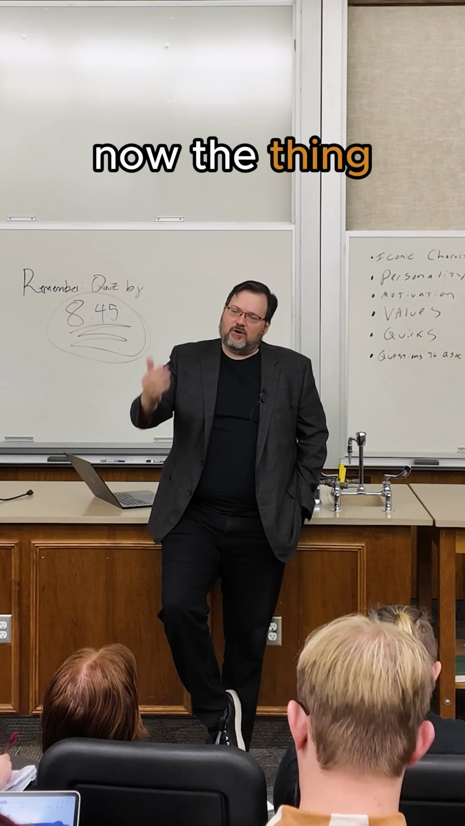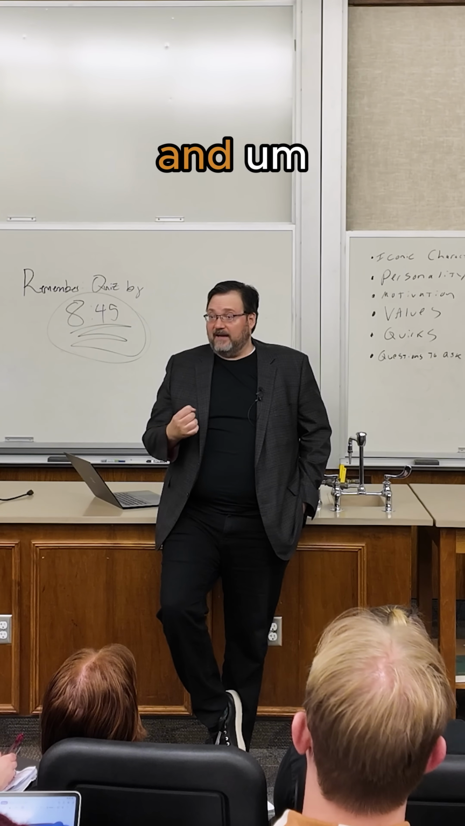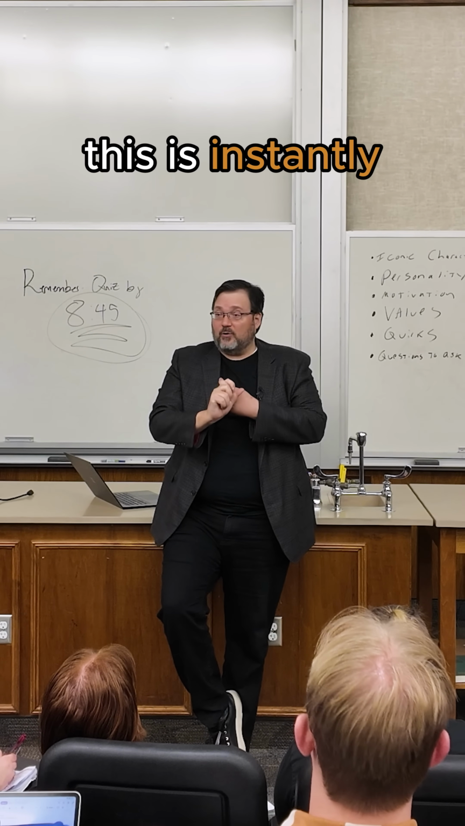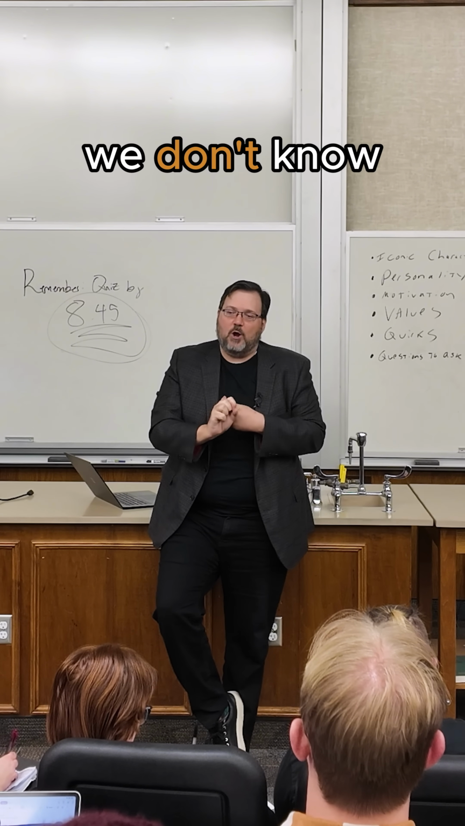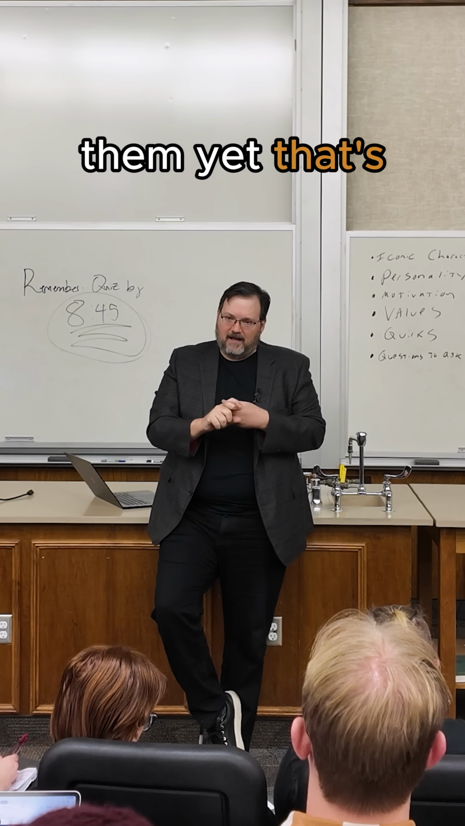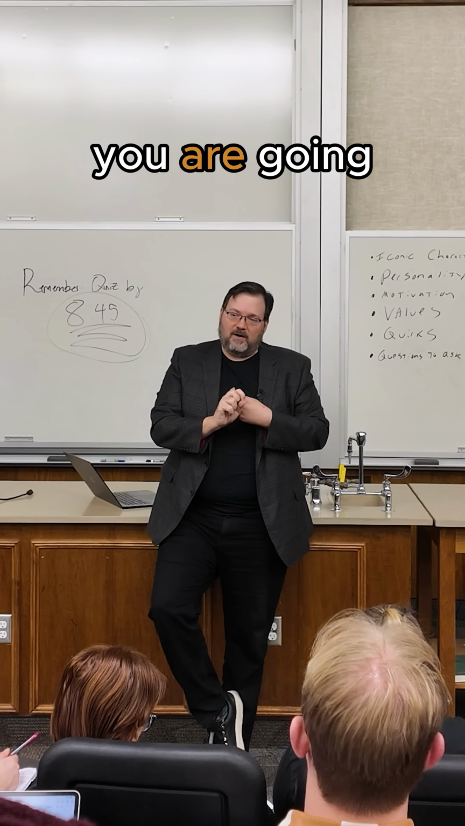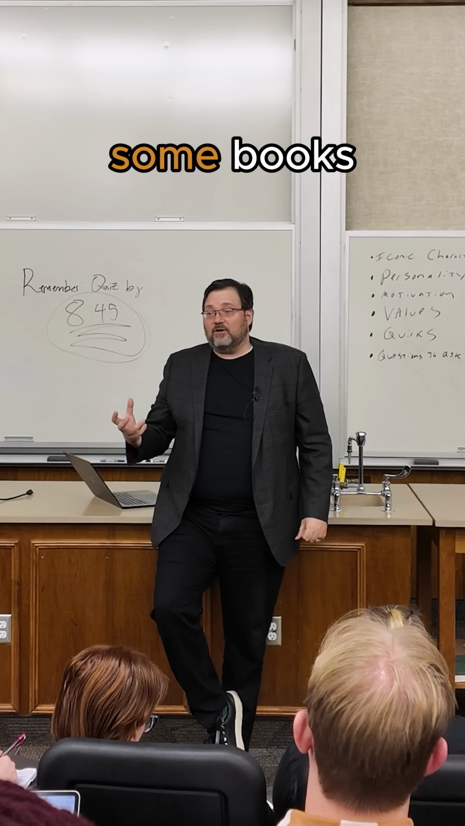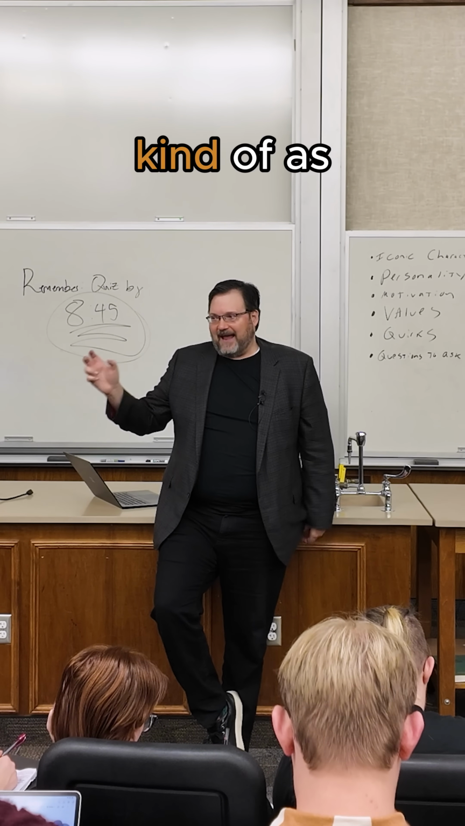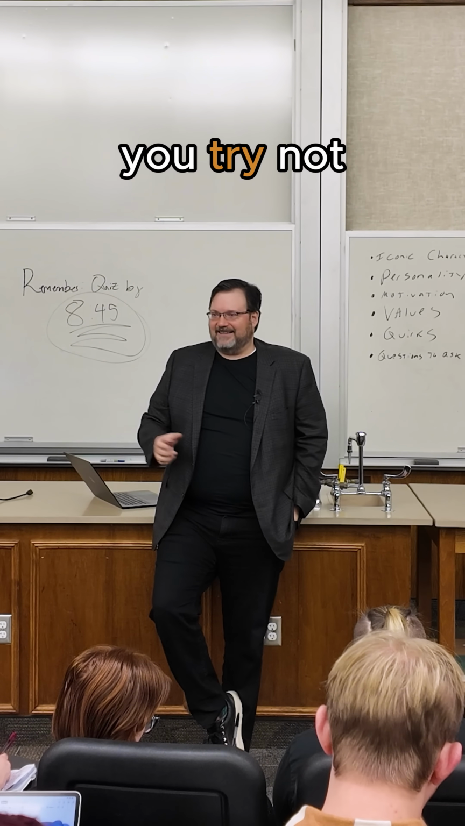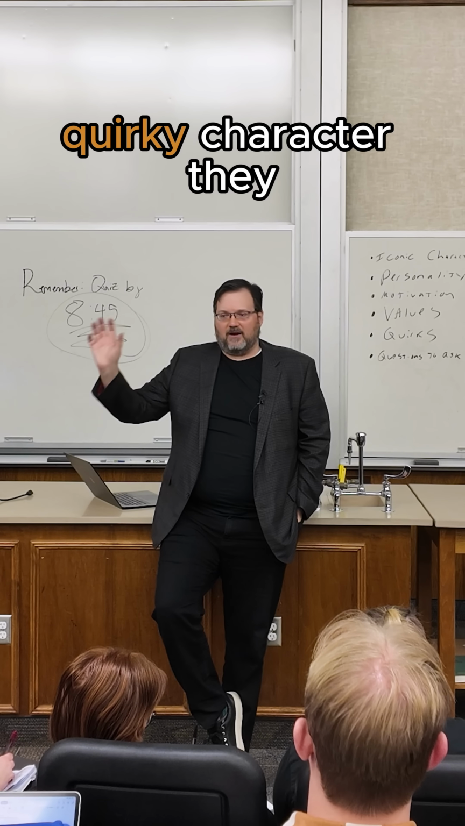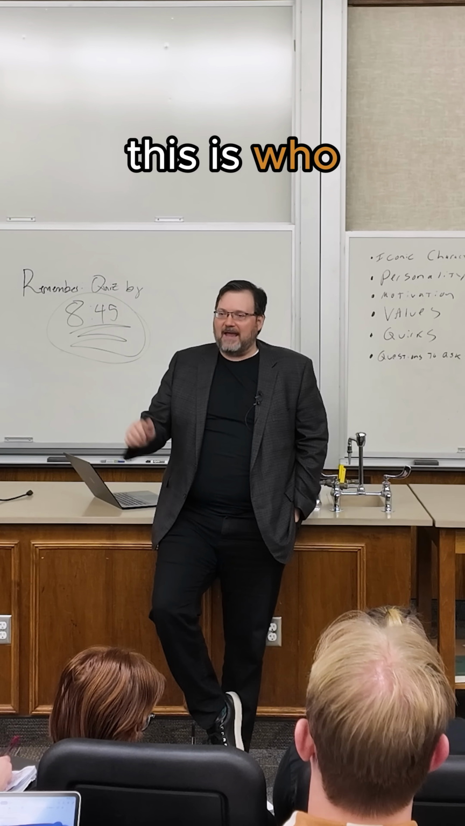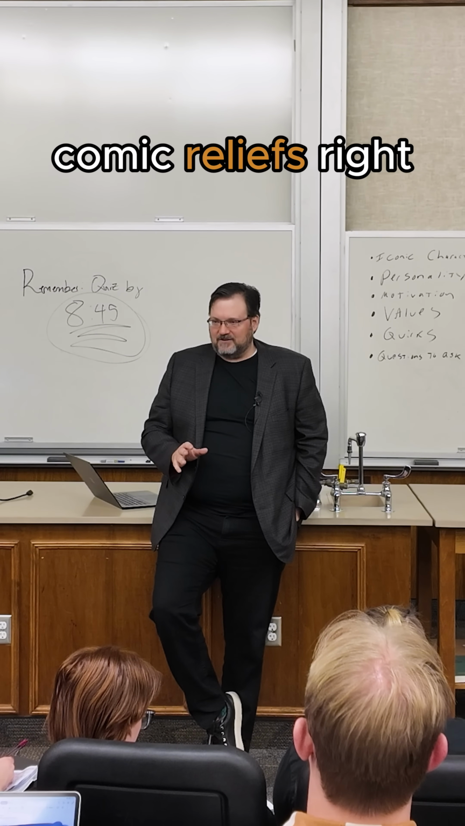Now, the thing you're going to deal with in a book is this is instantly going to stereotype that character, okay? Because we don't know them yet, that's going to form the stereotype. In some books, you leave that character kind of as a stereotype of themselves. You try not to stereotype entire groups this way, but you can leave them and just be like, this is this quirky character. This is who they are. They're there for comic relief, right?